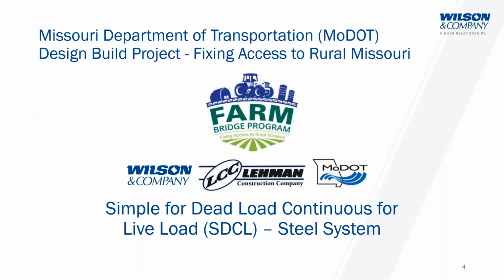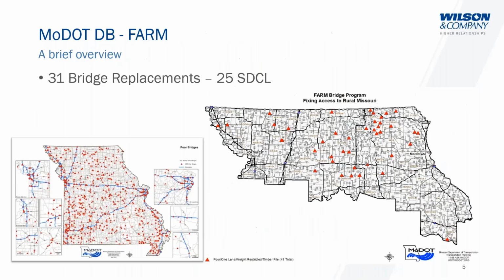We all work pretty well together, so we were able to accomplish quite a bit, and it was a great experience tackling this project. As you can see here, on the farm bridge project that we tackled, we decided to introduce the simple for dead load, continuous for live load concept for steel systems. We had the opportunity with Layman Construction, which is now Capital, they've since been acquired by Capital, to push forward with an innovative solution on the number of structures that were going to be replaced on this project. As you can see, there were 41 bridges based on the number of triangles on the right side map that were included in this project.